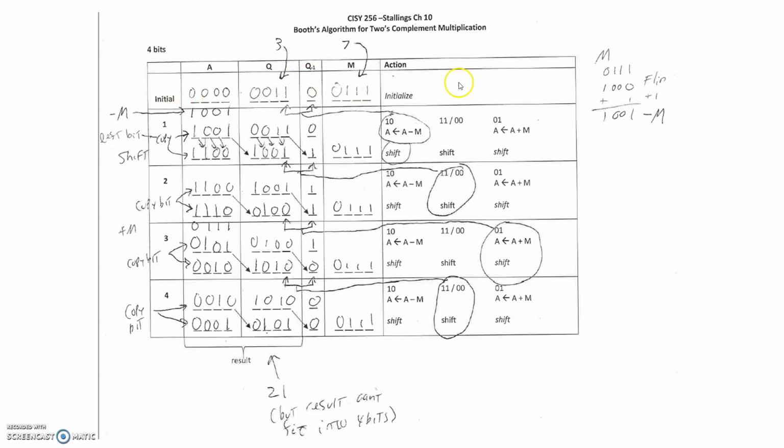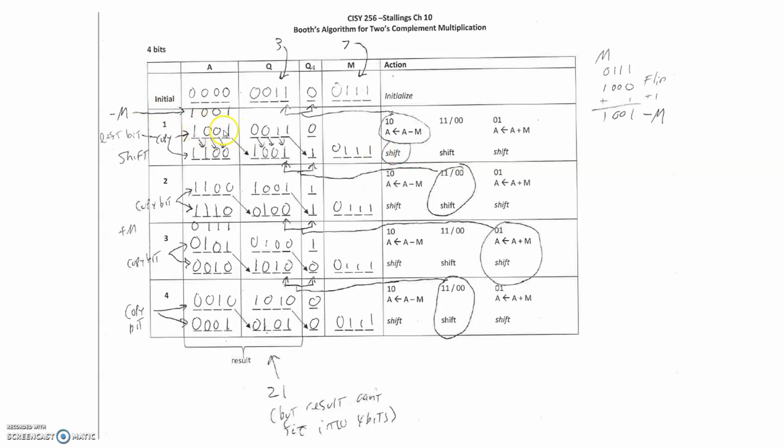And the initialization, A becomes 0, Q becomes one operand, M is the other operand, Q minus 1 is going to be 0. And the way the algorithm works is it looks at these two bits, and based on these two bits performs one of three actions. So in this case with 1, 0, it's going to subtract M from A, which the other way of doing it, you can add negative M, and here's negative M, and then you do a shift.